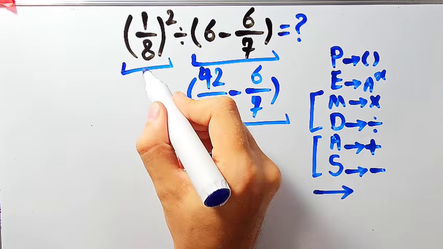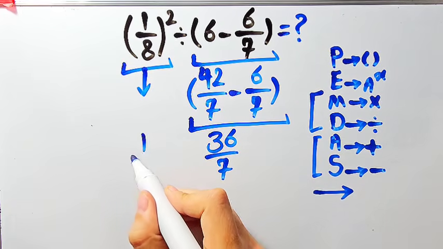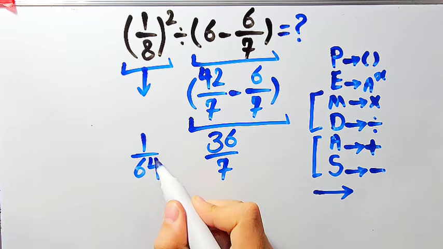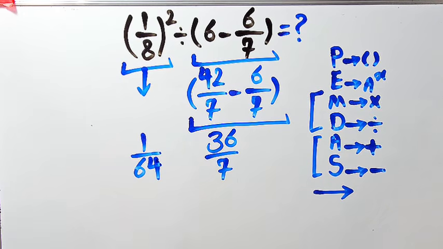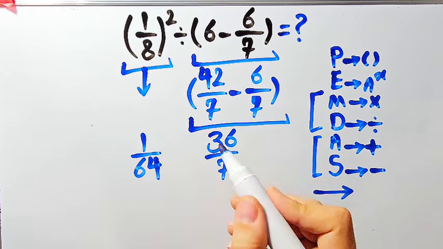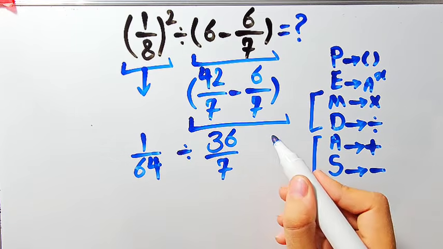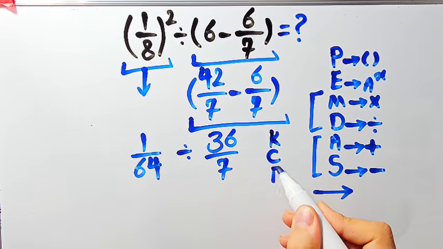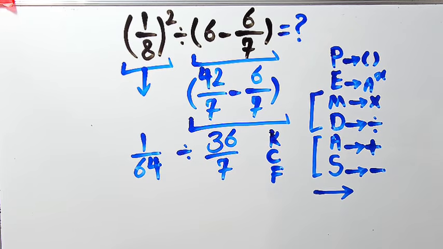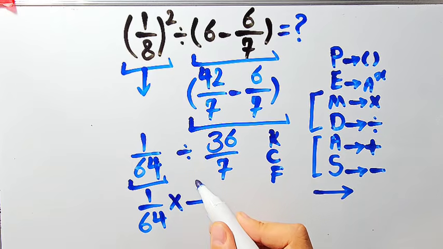1 over 8 to the power of 2 equals 1 over 64. Now we have 1 over 64 divided by 36 over 7. To solve this part, we need to follow the KCF rule. K stands for keep, C stands for change, and F stands for flip. We keep the first fraction as it is. After that, we change the division sign to the multiplication sign, and after that, we flip the second fraction.